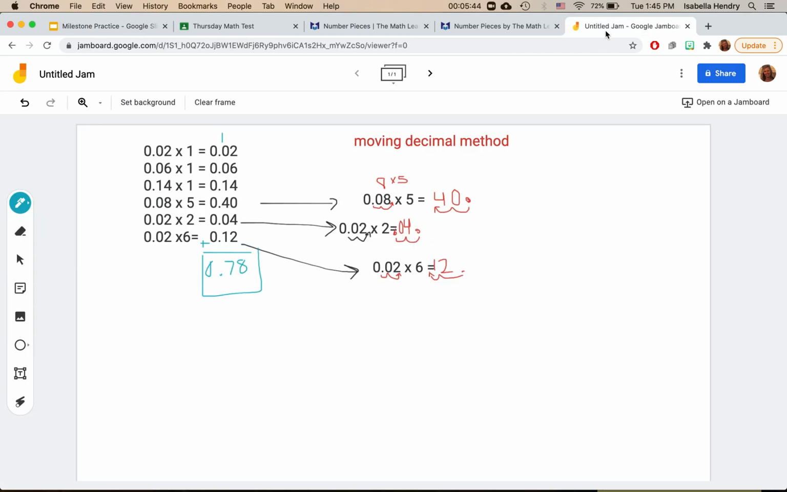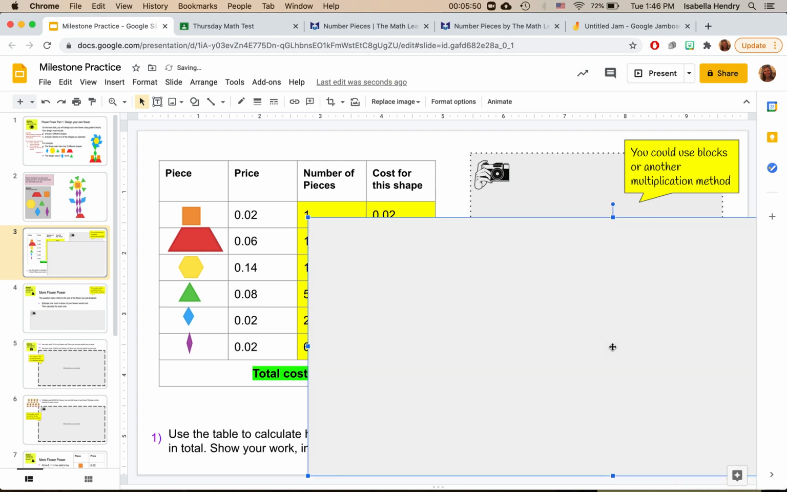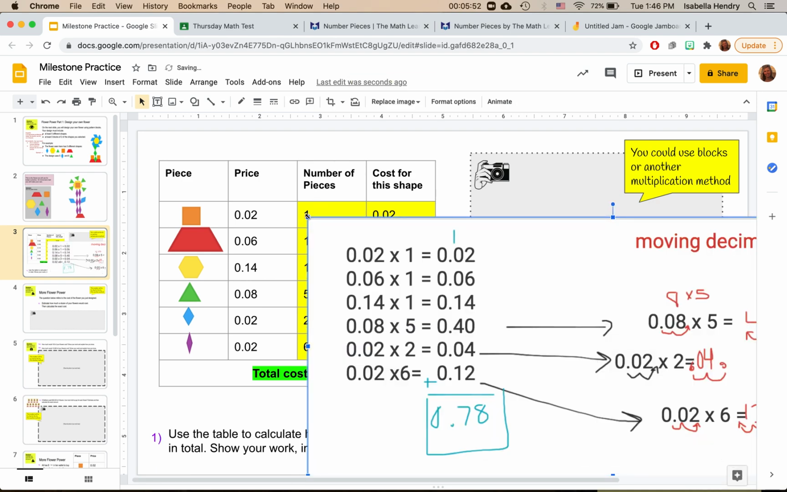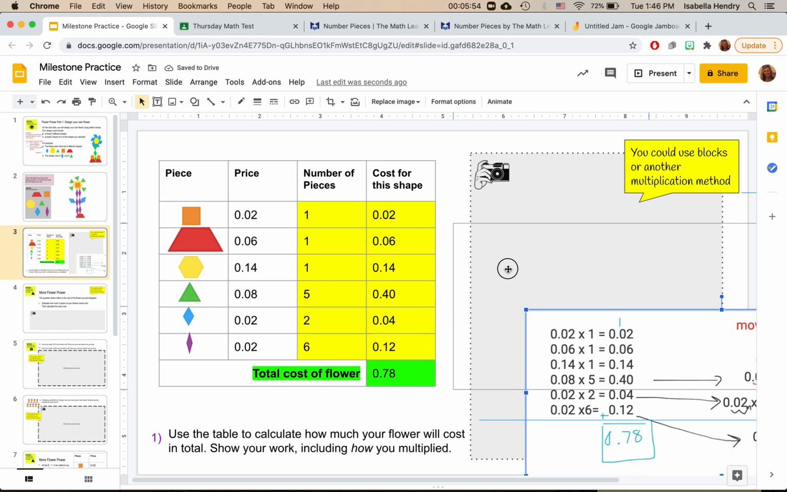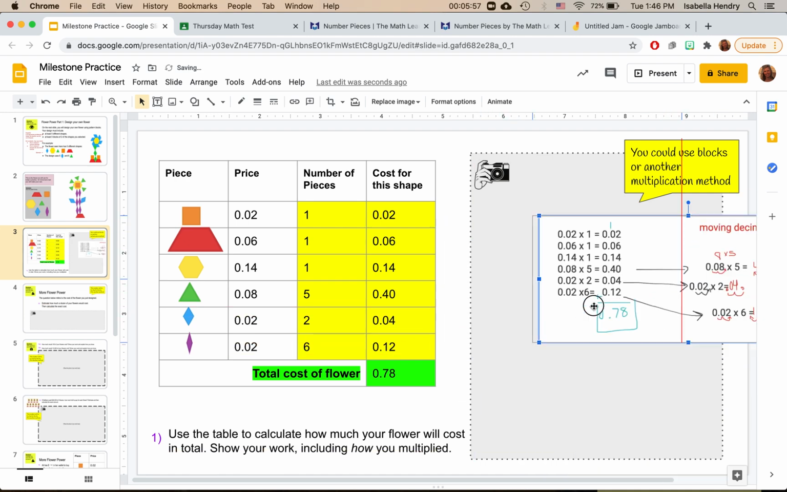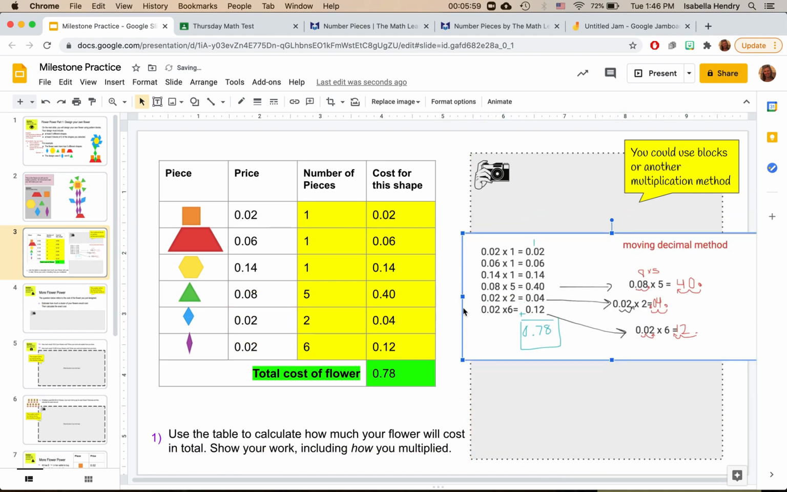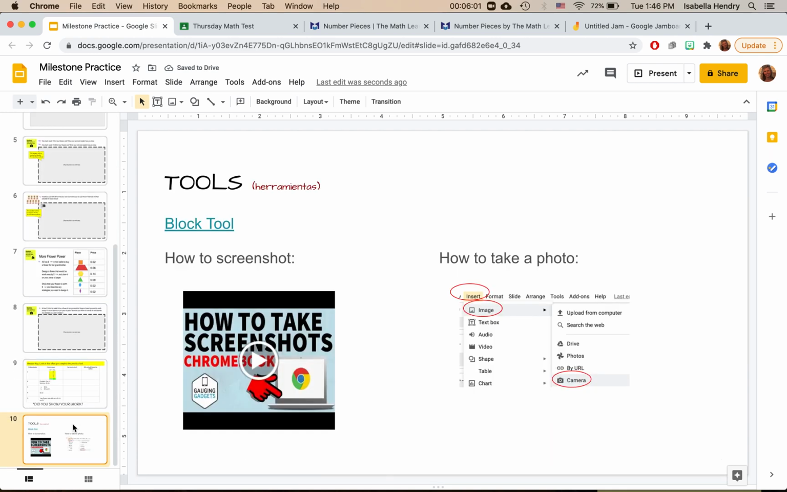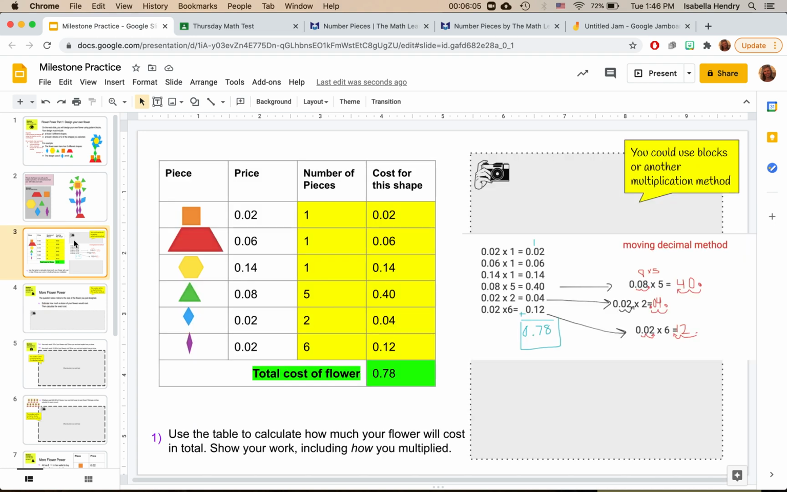If I was writing on paper, I would insert a photo right here. And if you don't remember how to insert a photo, look down at the bottom on the tools page and it shows you the steps. Okay, so that is number 1.